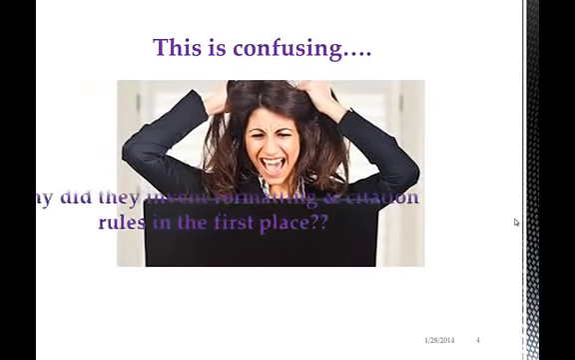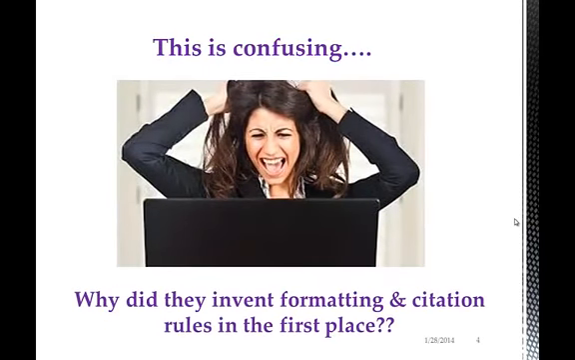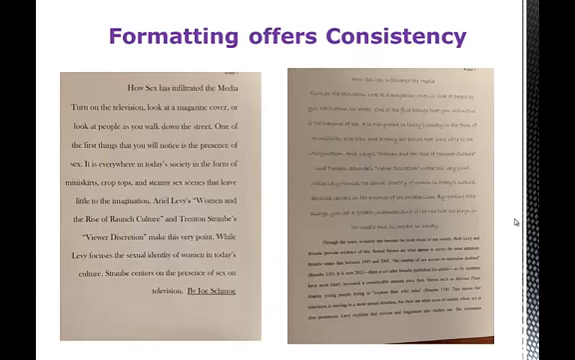So this is confusing. Why did they invent formatting and citation rules in the first place? Why can't I just type essays however I want and cite things however I want? Well, because I would start receiving essays that looked something like this. By having formatting rules, we get some consistency. So if you look at this essay over here on the left, the student aligned everything right. It's uneven, it's difficult to read. I'm not sure what the font is. They've just signed their name at the bottom. And again, it's a hypothetical student.